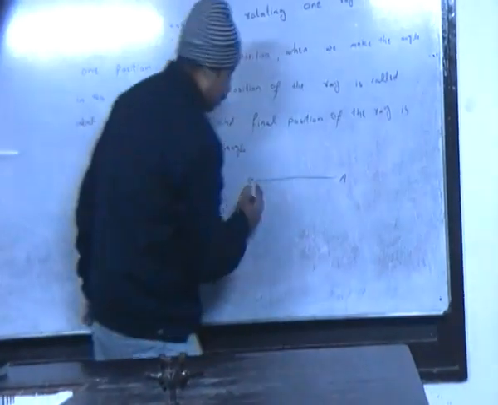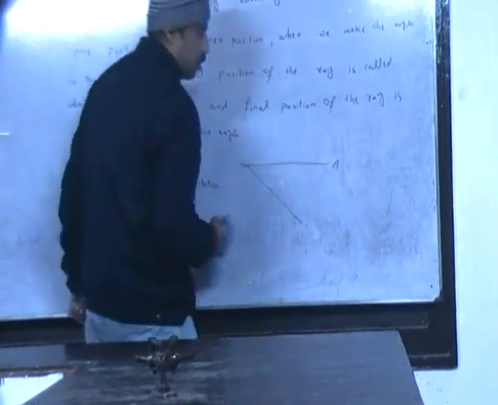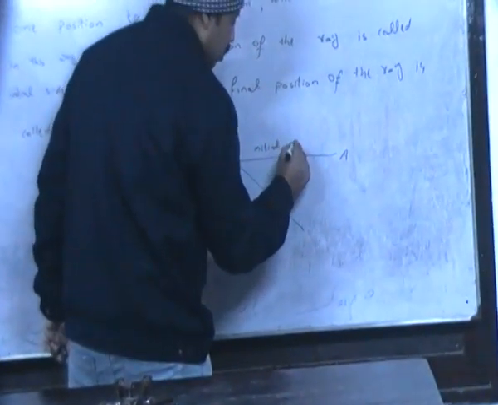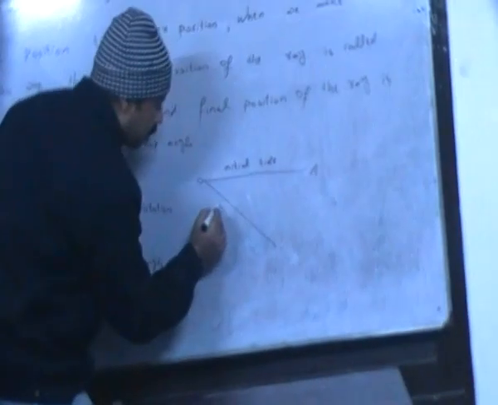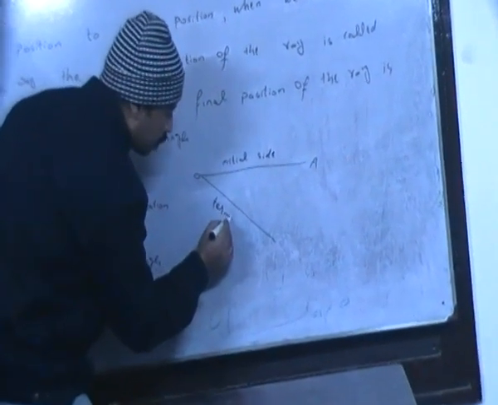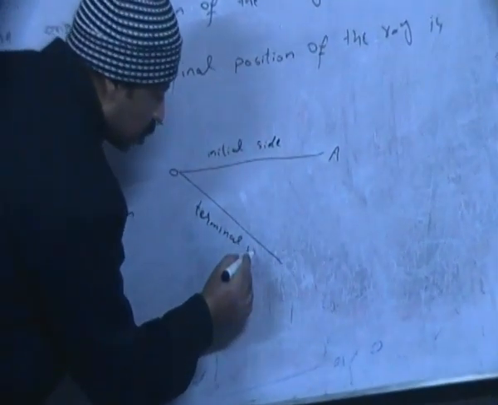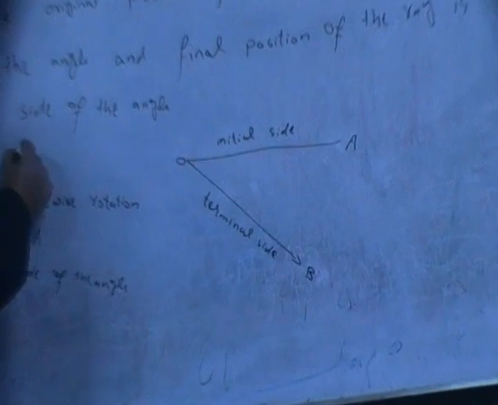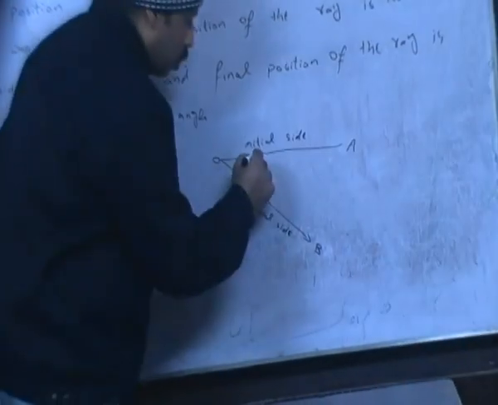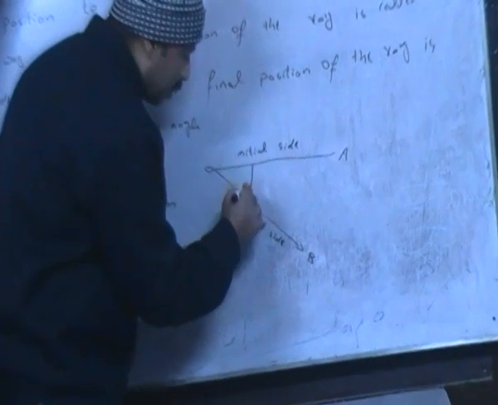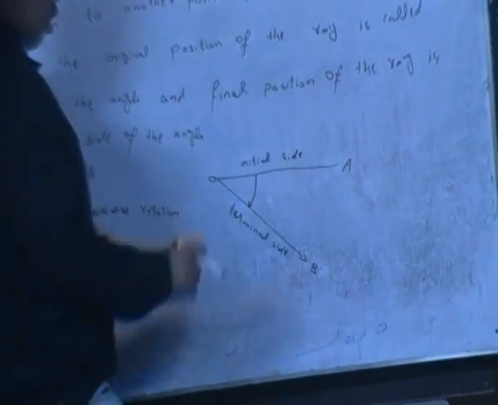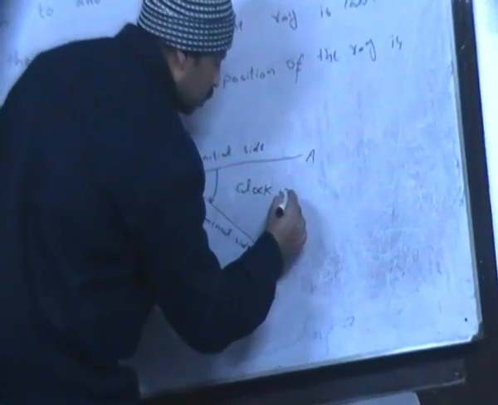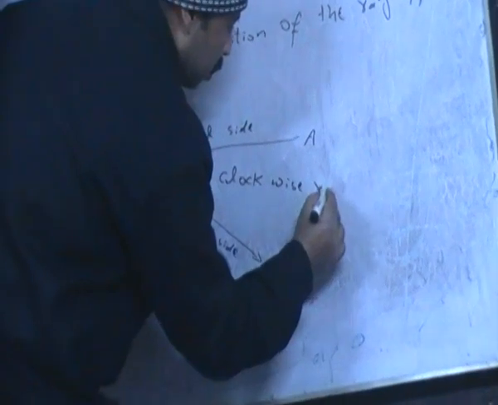Such as OA, which is the initial side, and it is the final terminal side OB. The rotation is along the anti-clockwise direction, such as clockwise direction, clockwise rotation.